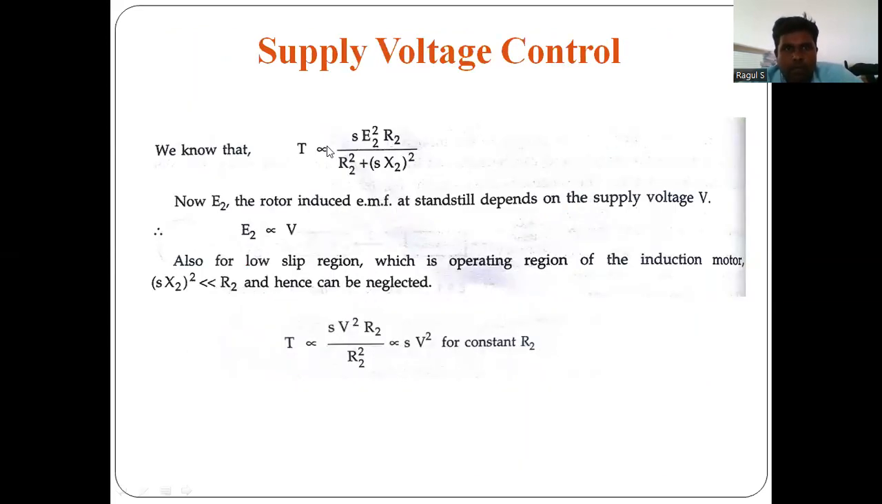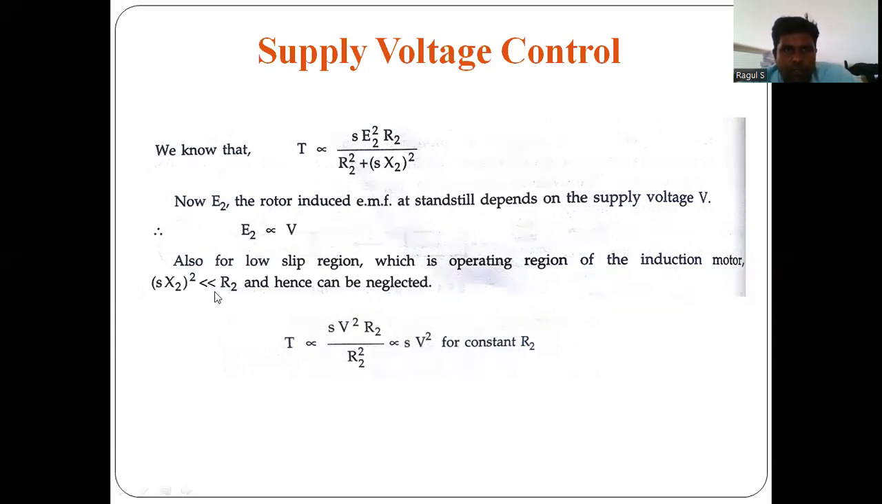So now we can clearly understand that in these equations, if your slip value is low, the torque is directly proportional to slip.